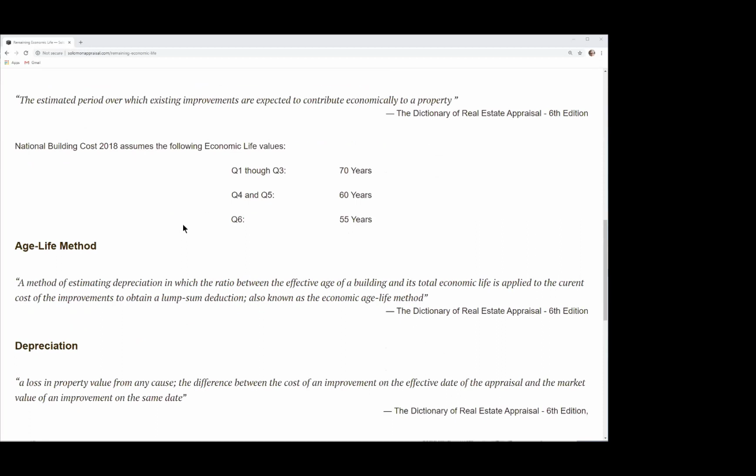So again, here's the economic life values assumed in the cost data. The reason I like to use these is because cost data, believe it or not, is market-based. The people that compile cost data look at the market and they see not only how much it costs to build houses, but how long they tend to last. So I think that's a good place to start. And again, you can work around that if you would like.